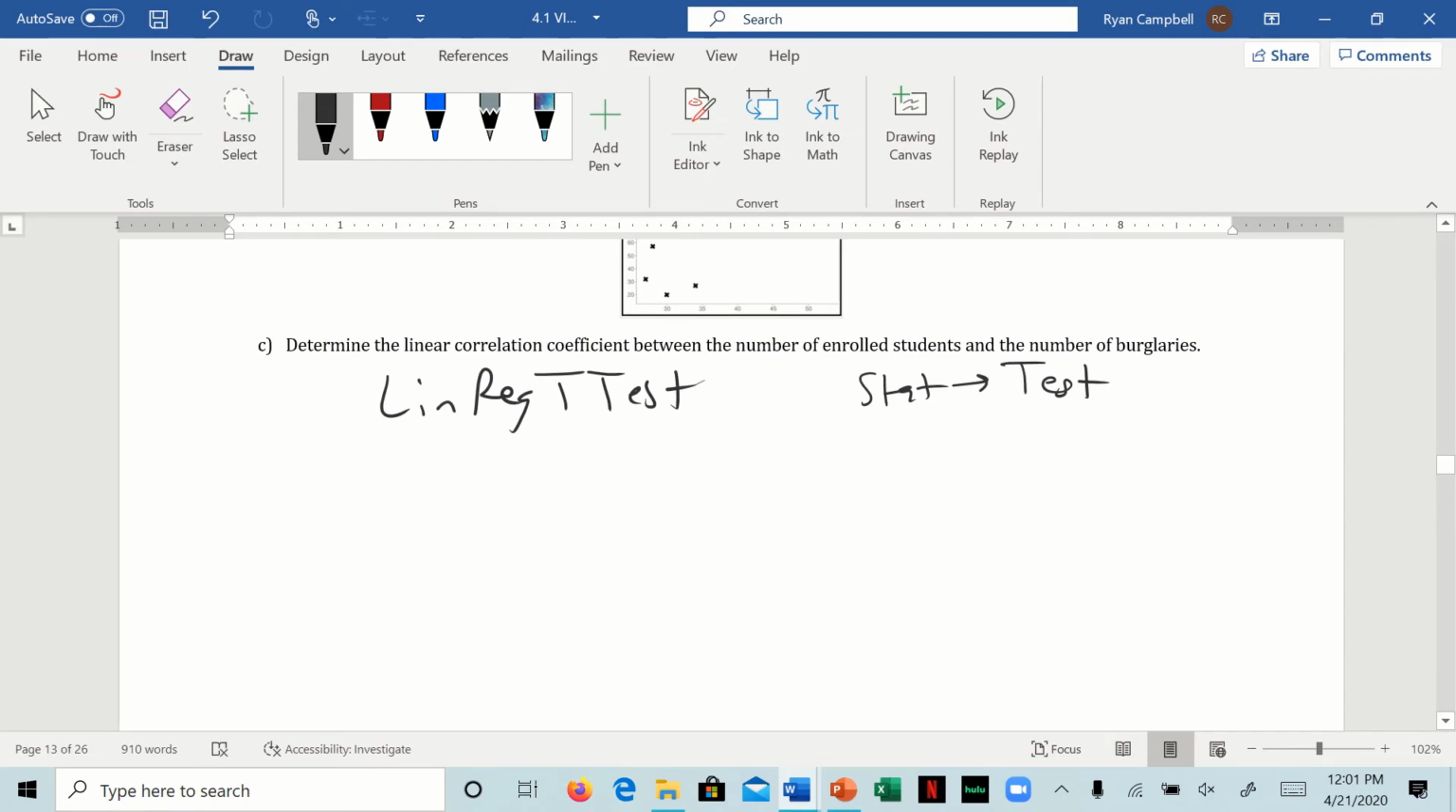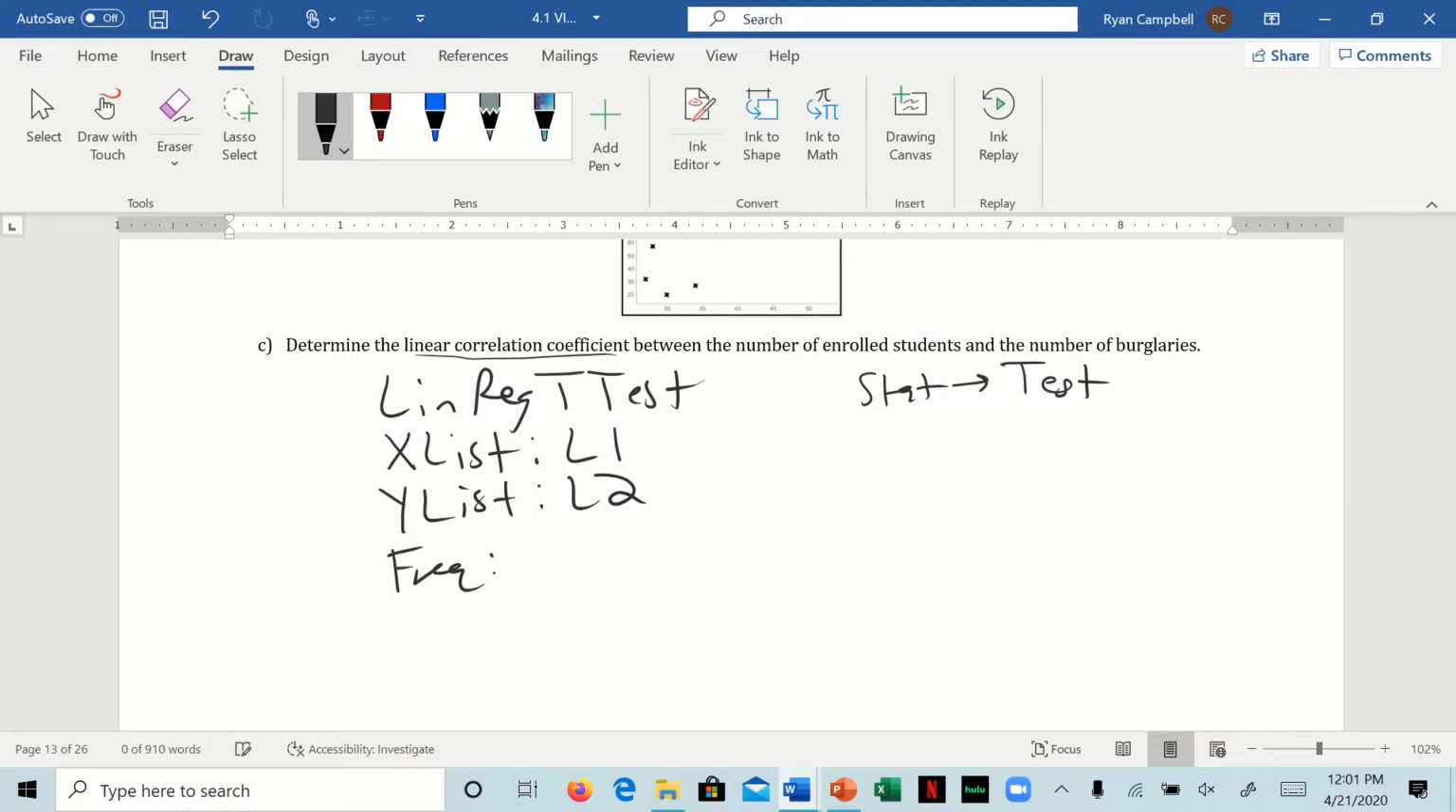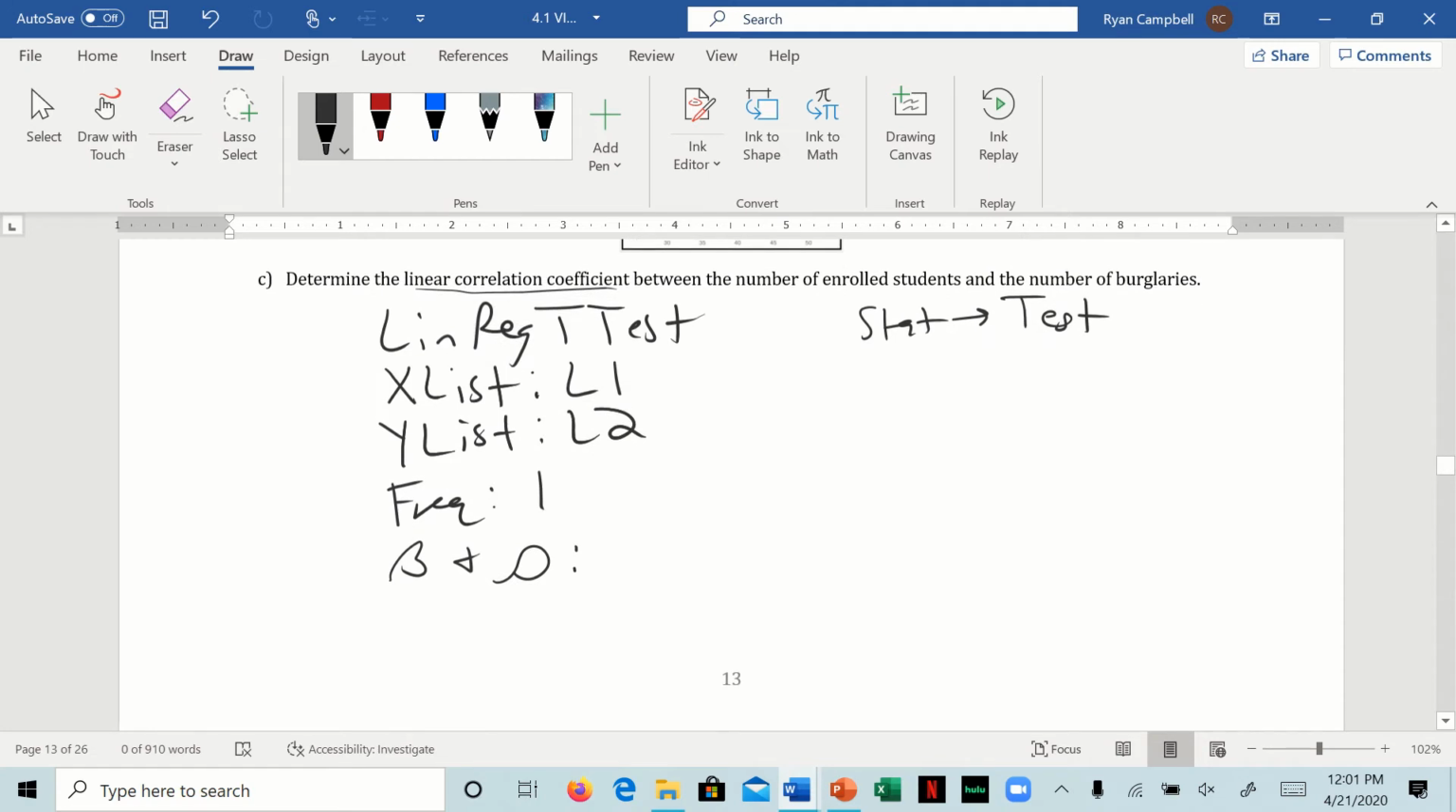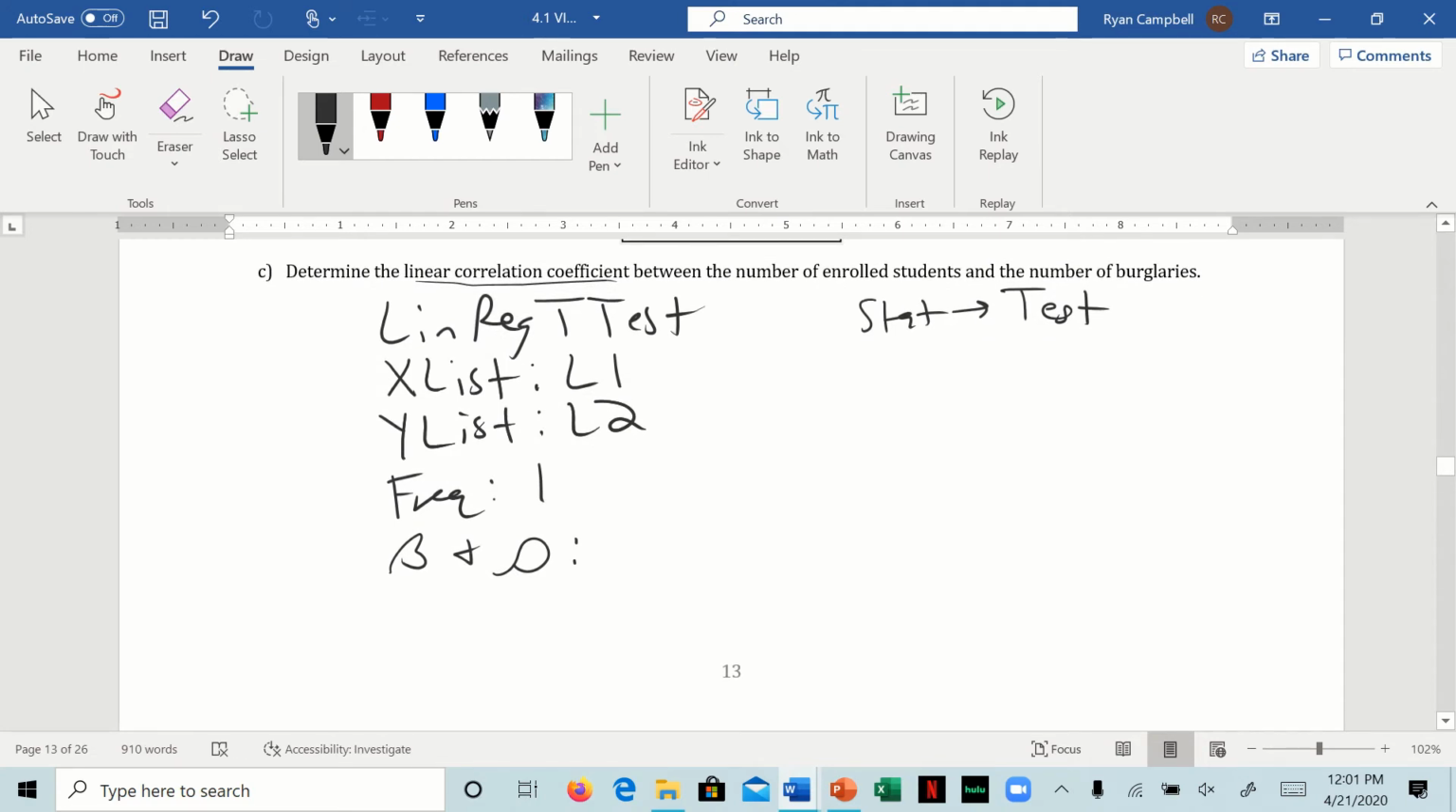So to find your linear correlation coefficient, your X list should be L1 always. Your Y list should be L2. The frequency, each of these are occurring one time, so just put 1. So none of this should change. The only thing that's going to change is this part. And it changes accidentally. We don't change it, but we need to make sure that it doesn't change. And this is super important.